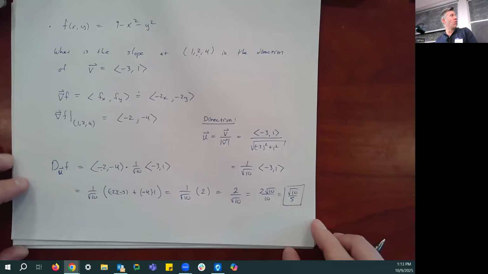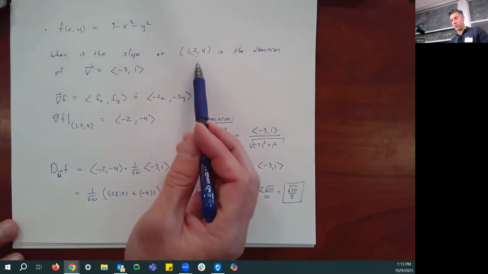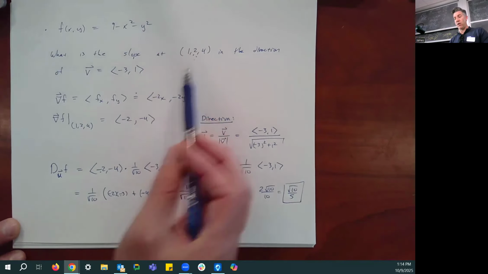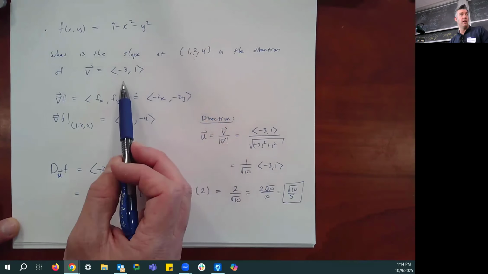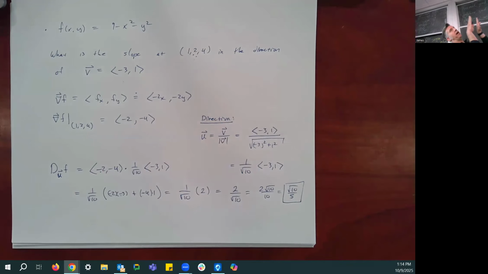So again, the words we're saying here is that at the point 1, 2, 4, but now in the direction of the vector -3, 1, the slope of the surface is going to be positive root 10 over 5. So around 3/5, right? Because root 10 is a little bit bigger than 3. So if we move in that direction, we're going up the slope, but it's not like too steep. So yeah.